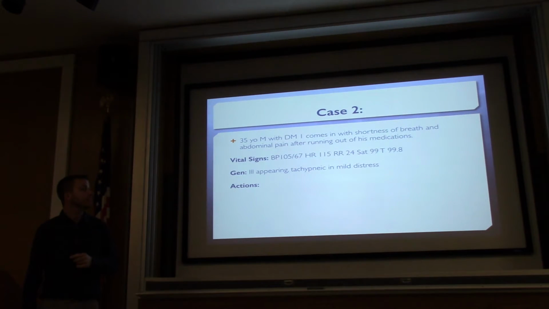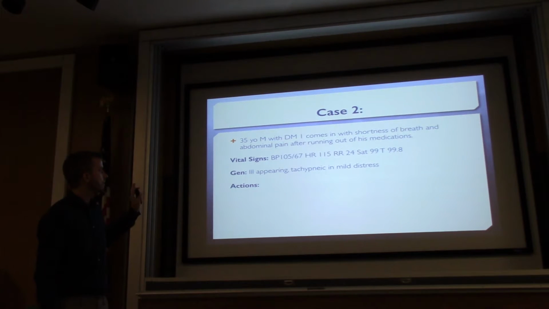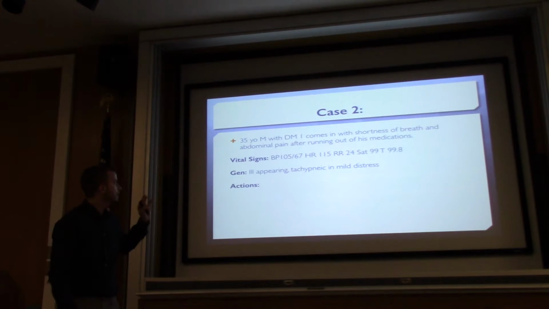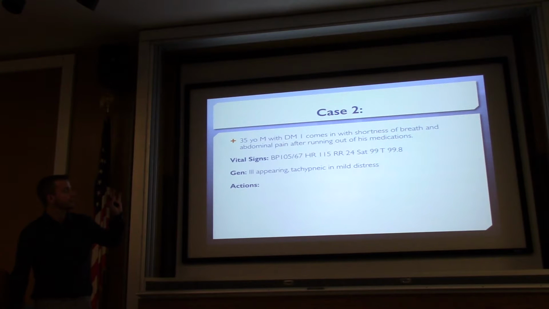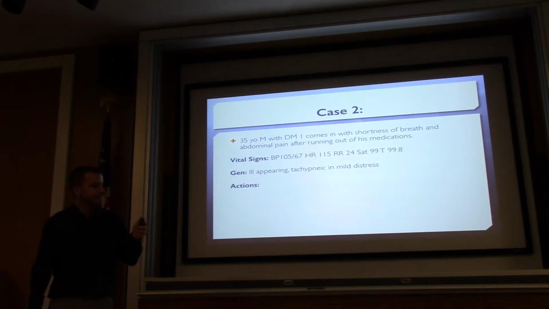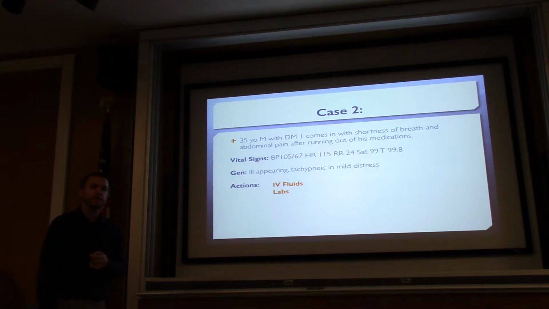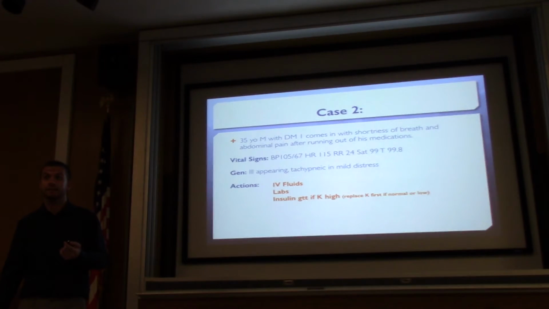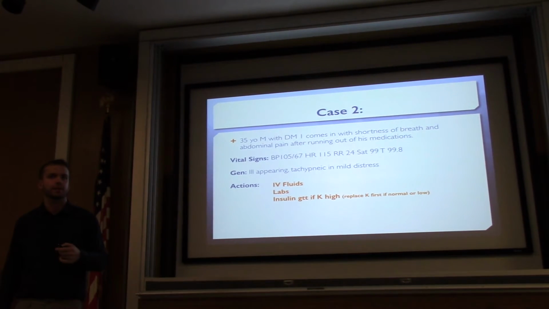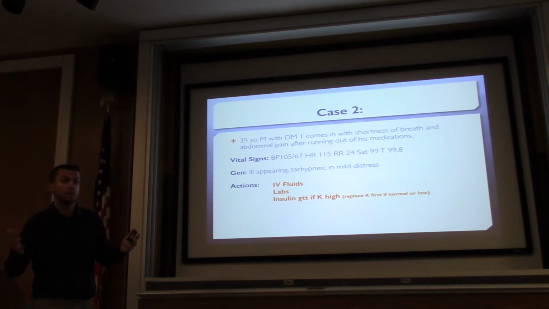So you have a 35-year-old who comes in, type 1 diabetic, ran out of his medications, not taking them. Now he's having all the signs that he has DKA. So hypotensive, tachycardic, tachypneic, kind of some Kussmaul respirations, ill appearing. What do you want to do? Great. Fluids. We'll get some labs, and then depending on what the potassium is, you can either start the insulin drip now if he's hyperkalemic, and if he's normal to low, you should probably replace potassium before you give it because it could lead to hypokalemia.